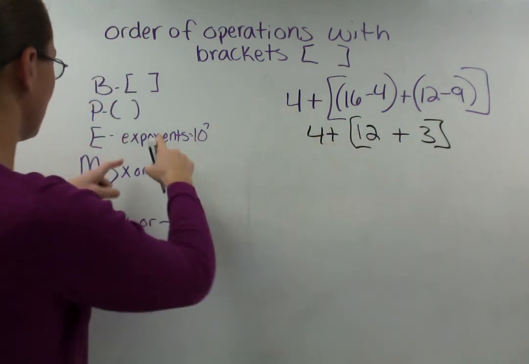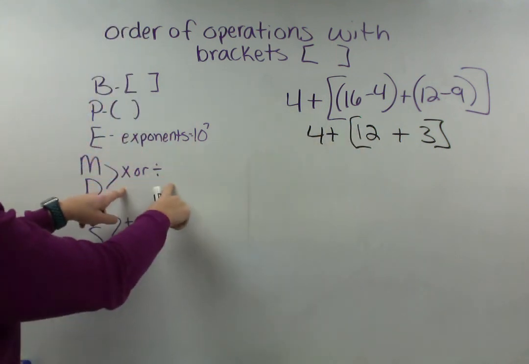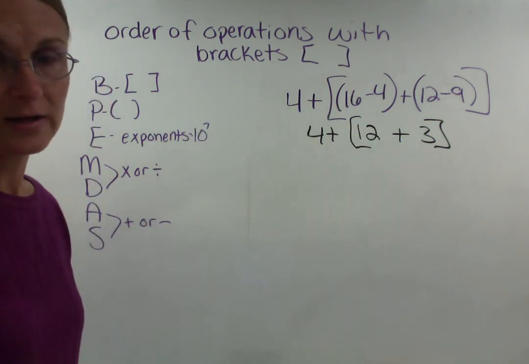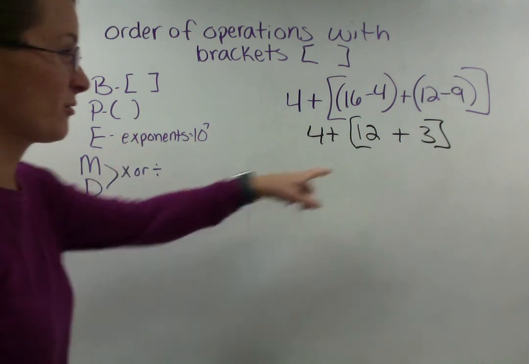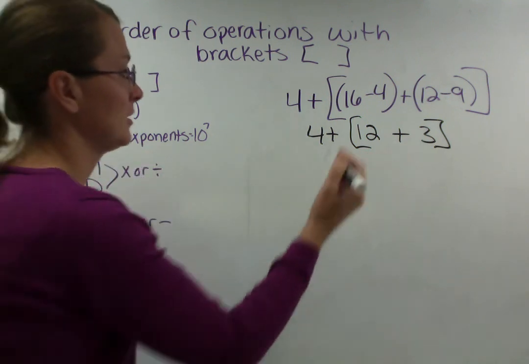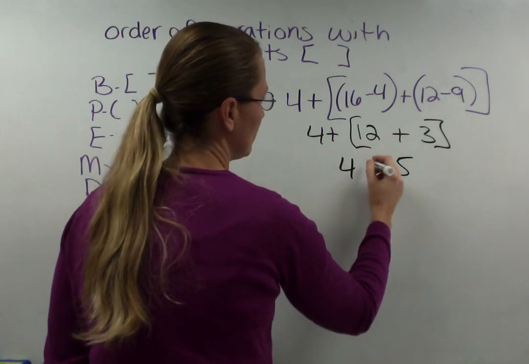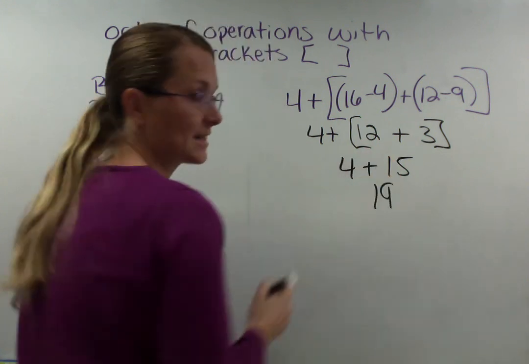Okay, we look inside the brackets. No exponents, no multiplication, division. The only thing inside the brackets is actually addition. So we don't even need to go through the list because there's only one thing left to do. So we have 12 plus 3, which is 15. So we're going to end up with 4 plus 15, and that is going to get us 19.